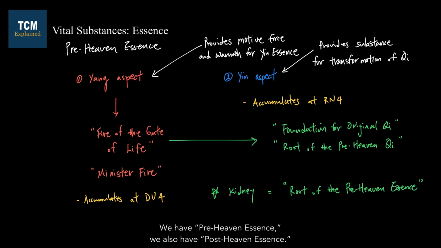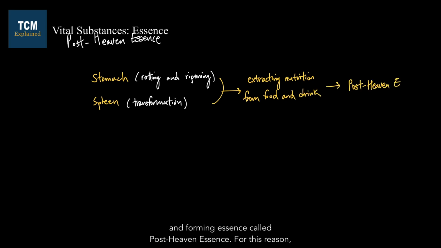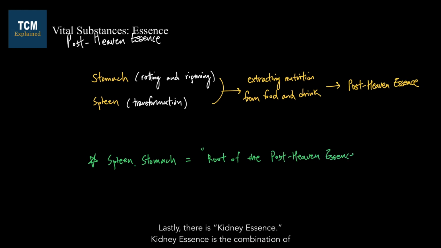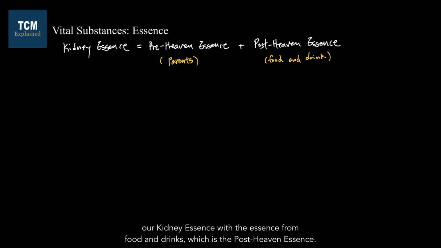We have pre-heaven essence, we also have post-heaven essence. The spleen and stomach are responsible for extracting nutrition from food and drinks and forming essence called post-heaven essence. For this reason, the spleen and stomach are known as the root of the post-heaven essence. Lastly, there is kidney essence. Kidney essence is the combination of pre-heaven essence and post-heaven essence. We inherit pre-heaven essence from our parents, so there's not much we can do about it, but we can replenish our kidney essence with the essence from food and drinks, which is the post-heaven essence.